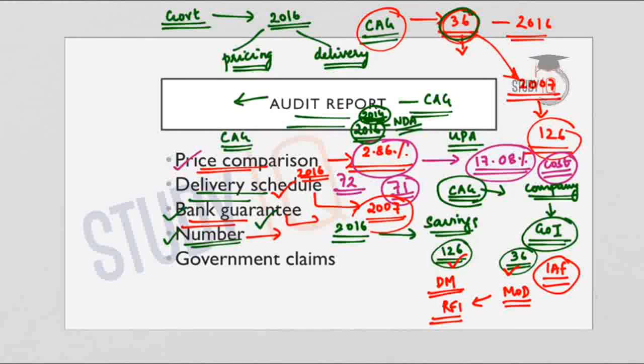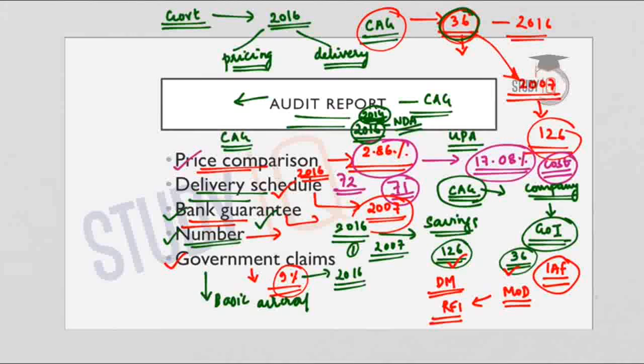And now coming to the government claims. The government claims that the basic aircraft, without enhancements, was about 9% cheaper than the previous deal. So there is a cost saving of 9% in the 2016 deal compared to the 2007 deal. So this is the first claim made by the government, and this is regarding the basic aircraft. Basic aircraft means aircraft without any enhancements. But in the case of basic aircraft, the CAG report finds that there is no difference in pricing or cost savings between the 2007 and 2016 deals.